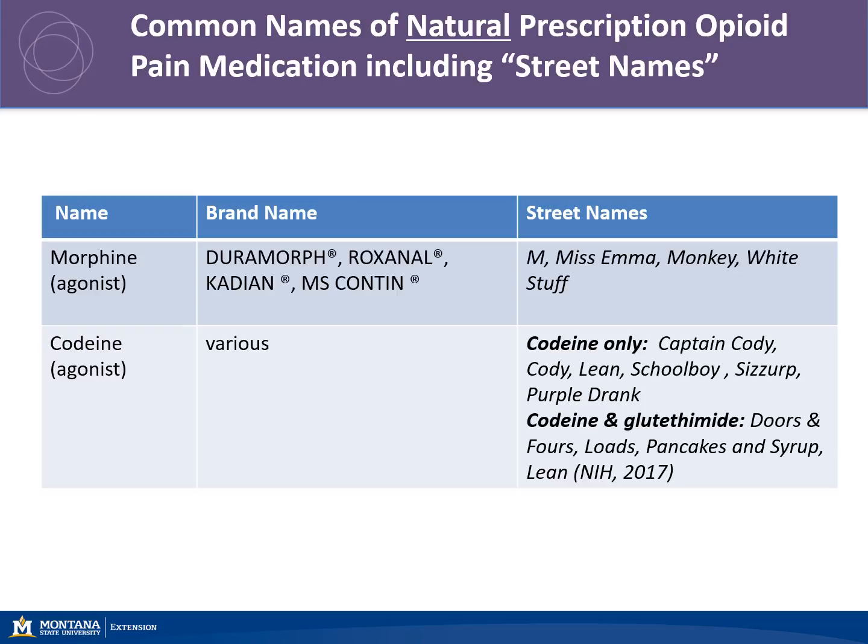The other columns on this table provide you with the common brand names and street names. It's important to become familiar with both. Knowing the street names of common prescription opioid medications may help you determine if someone you know is using prescription opioids. Recognizing this may help prevent the use from turning into misuse or substance use.